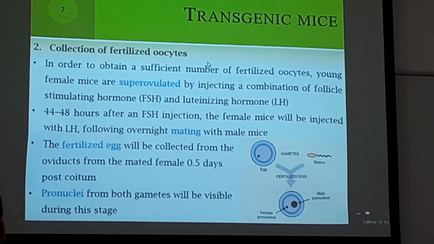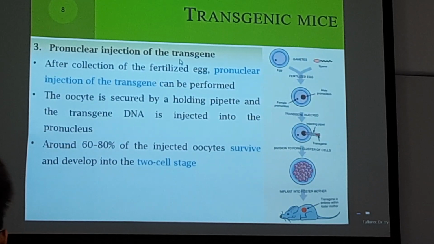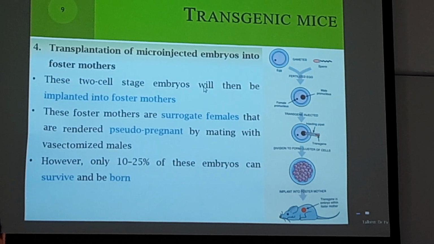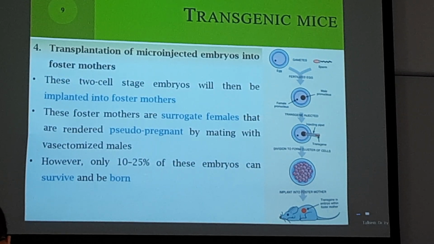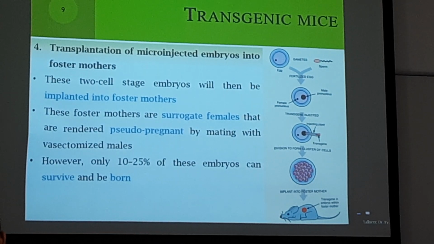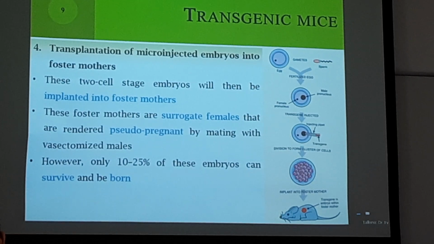Okay, so you collect the fertilized oocyte, and then you have pronuclear injection of your transgene, and then you transplant the embryo. Now you have an embryo, the fertilized egg developed into an embryo with your transgene inside. You put it into foster mothers, okay? Because you cannot just get a baby mouse in your lab. So you put it back into a living mouse, which is a foster mother.